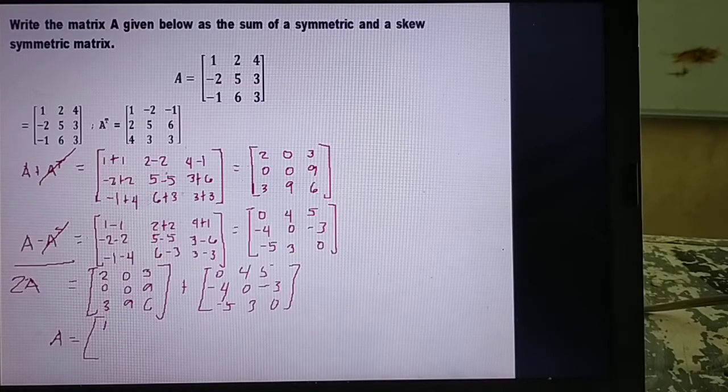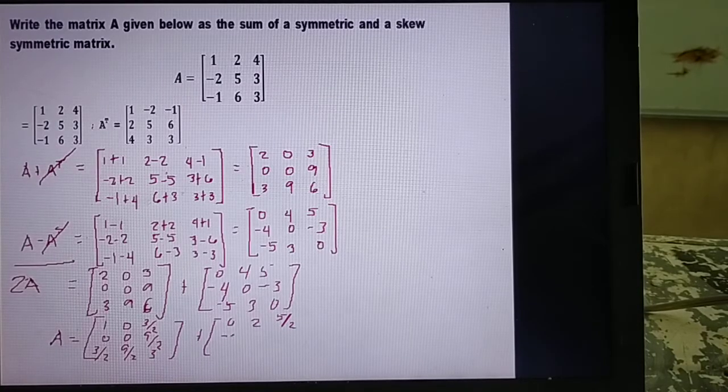2 over 2, that is 1, 0, 3 over 2, this is 0, 0, this is 9 over 2, this is 3 over 2, 9 over 2, this is 3, plus 0, this is 2, 5 over 2, this is negative 2, 0, negative 3 over 2, negative 5 over 2, and 3 over 2, this is 0. So that is the answer.